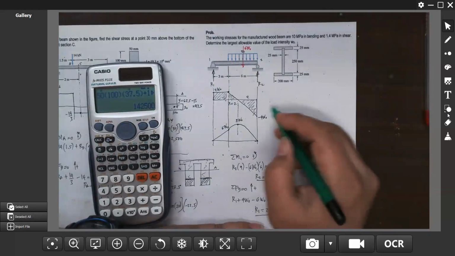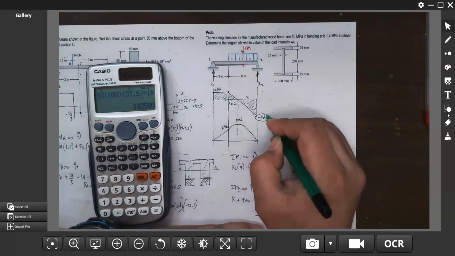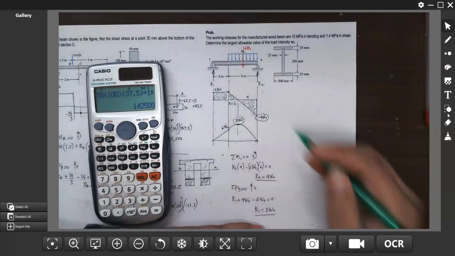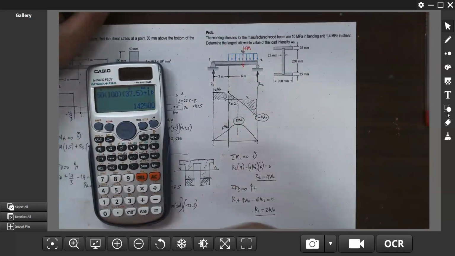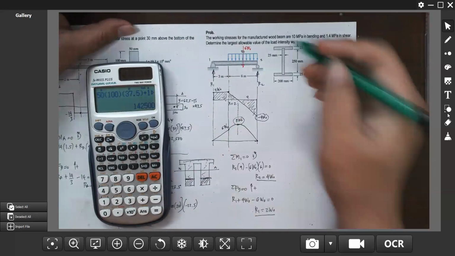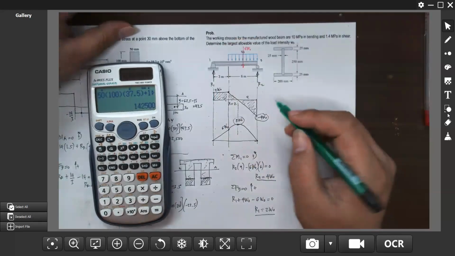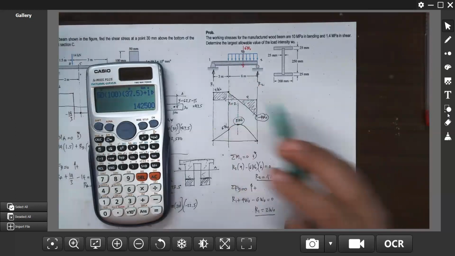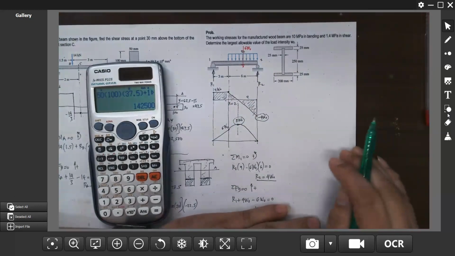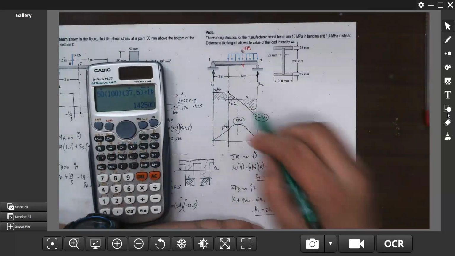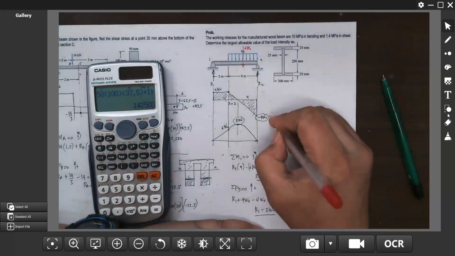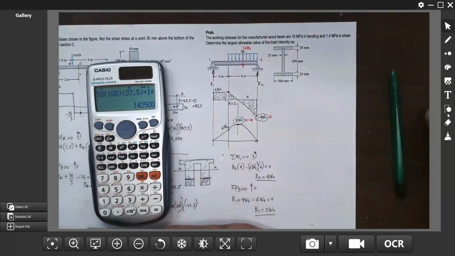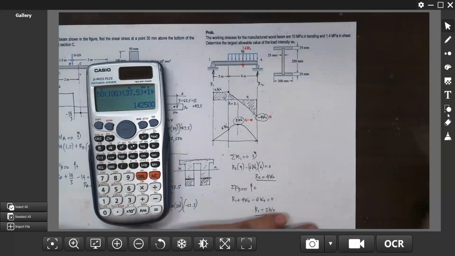Therefore, maximum shear is 4W regardless of sign. Maximum moment is 8W. Since there is no unit in W, let's assume it is Newton per meter. Multiply by meter, so the shear unit is just Newton. Therefore, the unit is newtons, while this one is Newton meter.